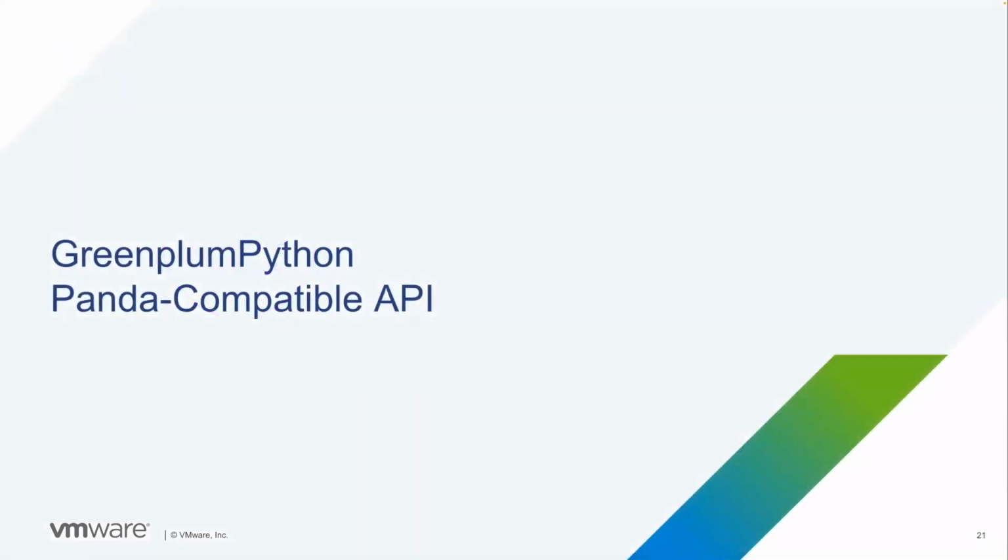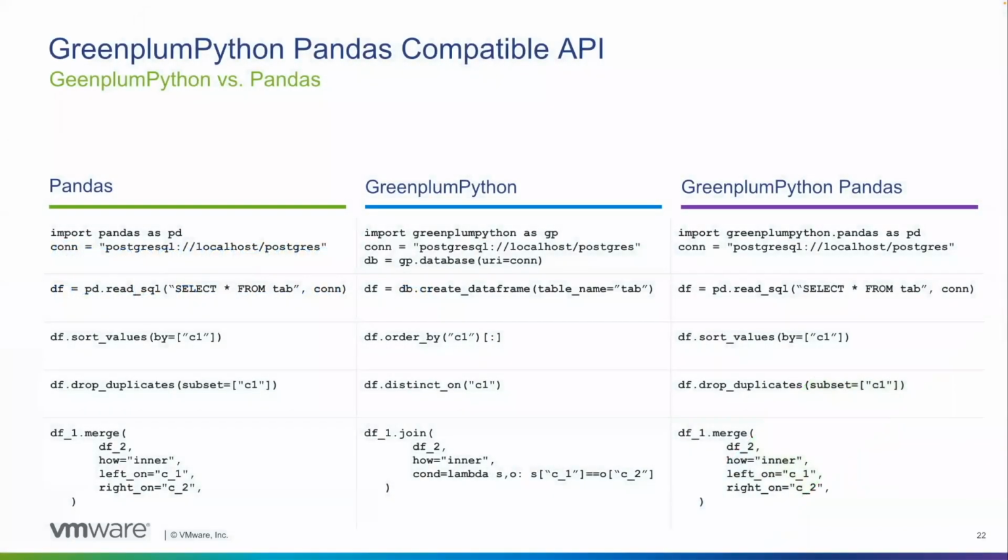Now, let's go to our last section of today. We'll examine how Greenplum Python syntax compares to Pandas and explore the Pandas compatible package offered by Greenplum Python for a seamless experience. In this slide, on the left column, we have Pandas methods, and in the middle, Greenplum Python. When comparing these two syntaxes, we can see that they are named differently. To provide a familiar experience for Pandas users, we developed a Greenplum Python Pandas compatible package. You can see its methods on the right column.